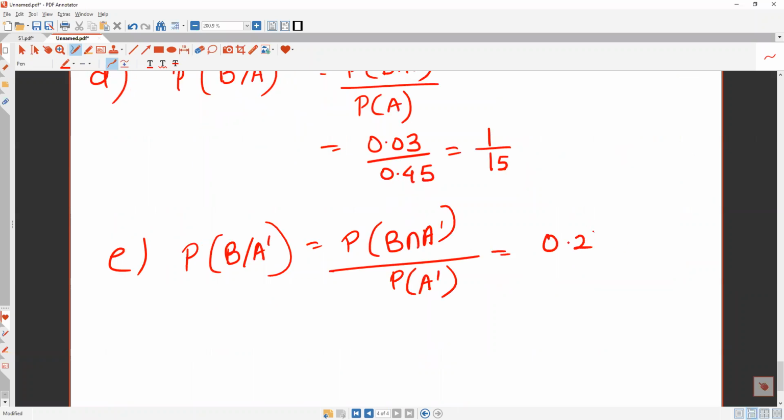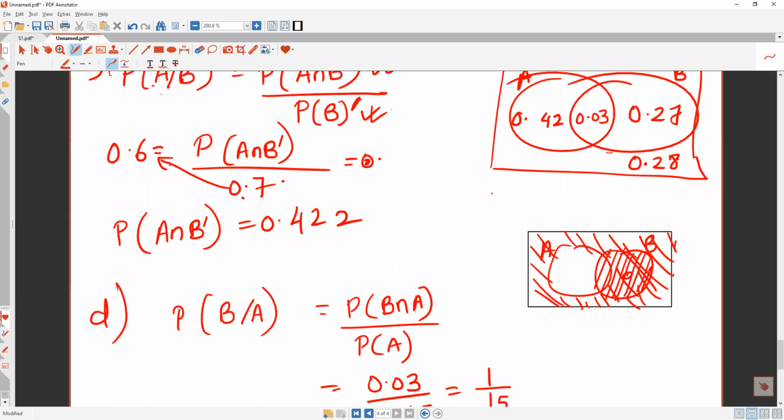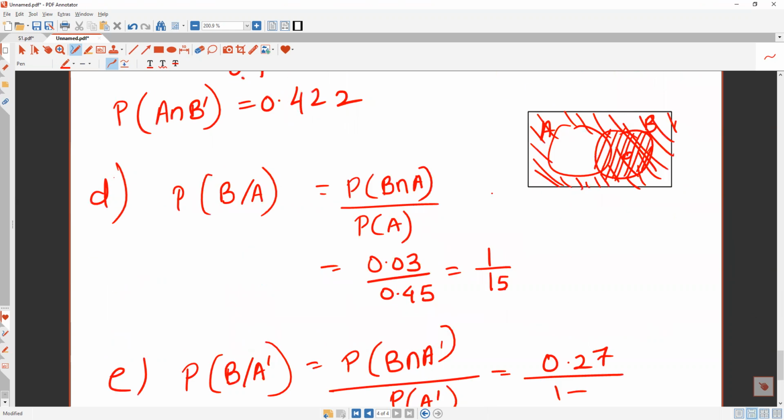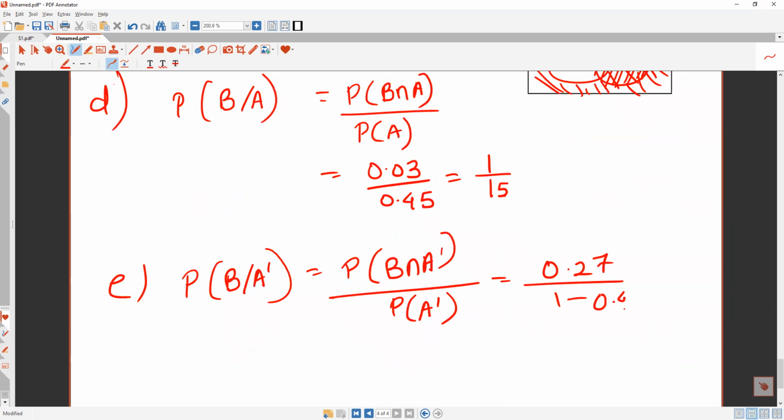Okay? 0.27. And what is A complement? 1 minus A. How much is A? A is 0.42 plus 0.03. Okay. Then answer কত? 0.45. কিন্তু 1 minus 0.45 হবে এখানে, because it is A complement. So 0.27 divided by 1 minus 0.45. So 3 by 5, it is 0.6.